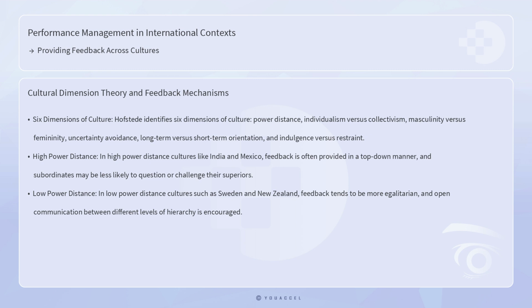The cultural dimension theory, developed by Geert Hofstede, further elucidates how cultural values influence feedback mechanisms. Hofstede identifies 6 dimensions of culture: power distance, individualism versus collectivism, masculinity versus femininity, uncertainty avoidance, long-term versus short-term orientation, and indulgence versus restraint. For instance, in high-power distance cultures like India and Mexico, feedback is often provided in a top-down manner, and subordinates may be less likely to question or challenge their superiors. Conversely, in low-power distance cultures such as Sweden and New Zealand, feedback tends to be more egalitarian, and open communication between different levels of hierarchy is encouraged.